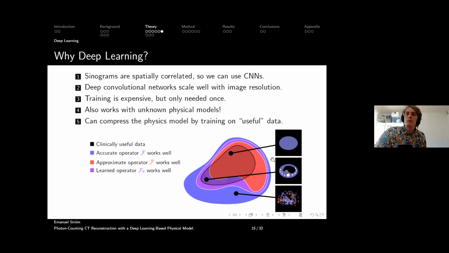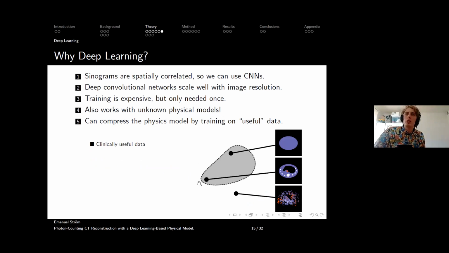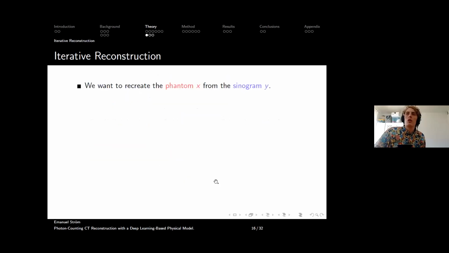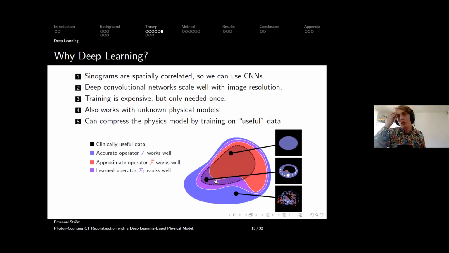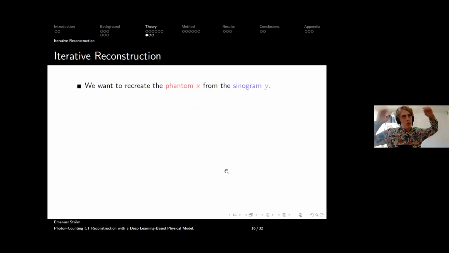But the question then remains: what is this clinically useful data? What does it mean? Because that's the data that we want to train our deep learning model on. So for that, I think we have to look at the reconstruction process that we're using, the reconstruction algorithm. So let's look into that.